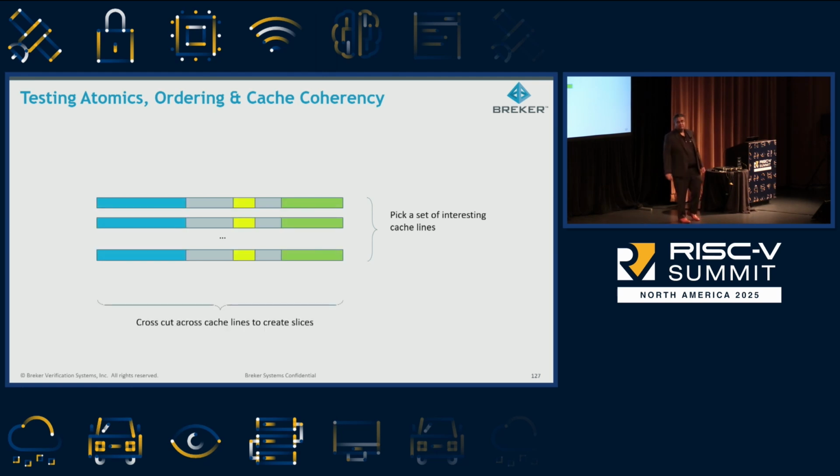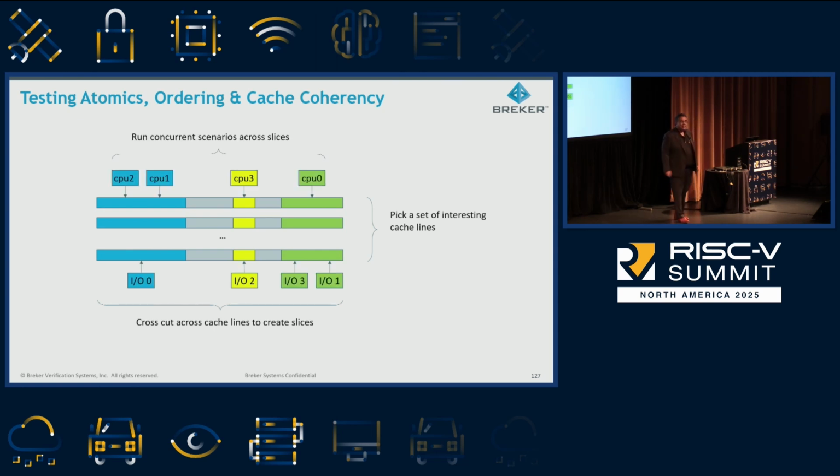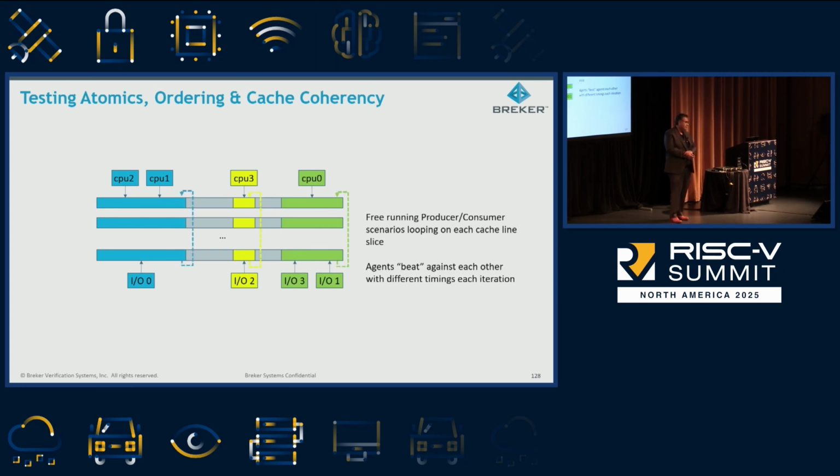Having gotten these lines, you put some crosscuts on them. So the blue is maybe the first four bytes of the cache line. The yellow is maybe the 7th byte. And the green is maybe the last 2 bytes of the cache line. Whatever, some way of slicing it up. Then you put different agents to work on each of those slices. Importantly, those sets of agents are running in free-running loops. There's no synchronization across them. So you're running these loops over and over again, and each time you're getting a different timing case.